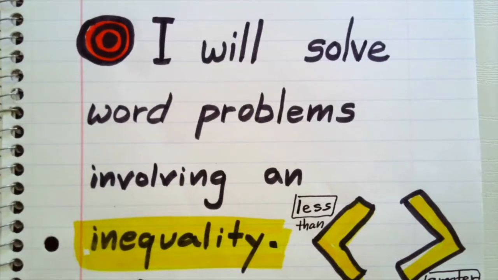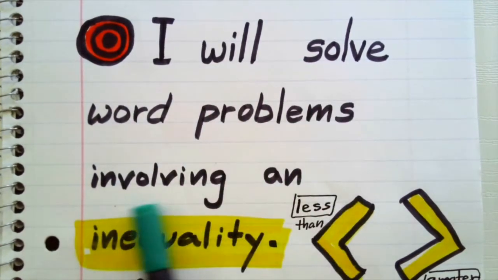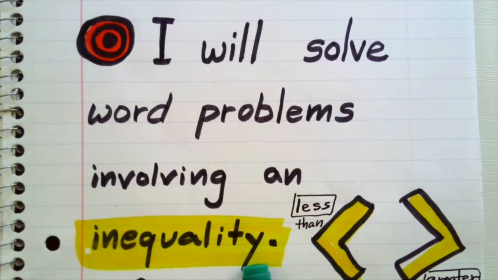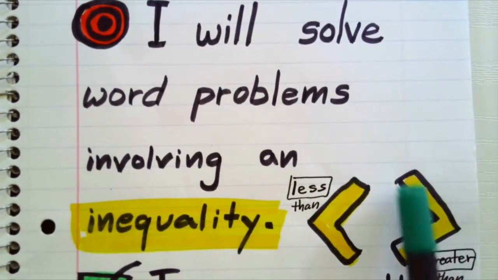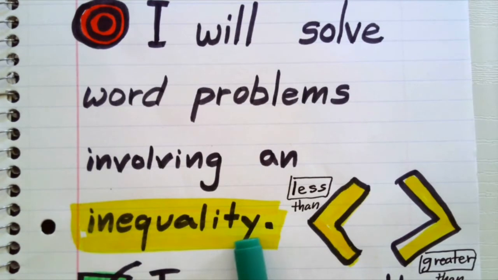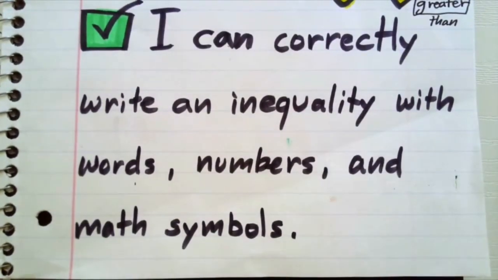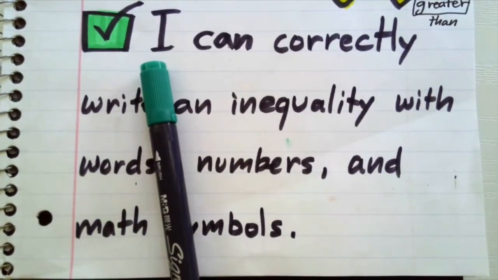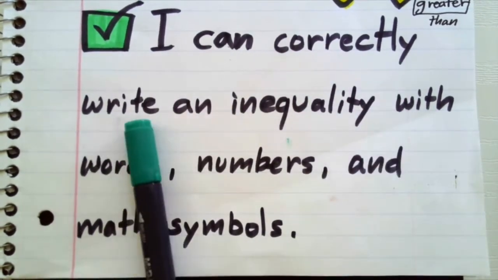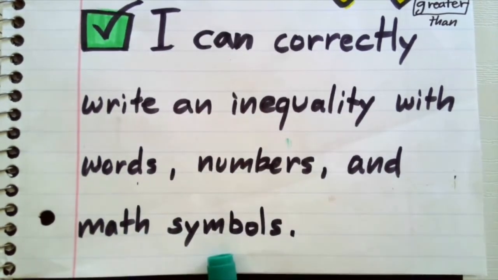Now that we have learned a lot about big numbers and place values, it's time to practice with some word problems. Let's read our learning target together. Ready? Begin. I will solve word problems involving an inequality. Remember how we talked about less than signs and greater than signs? When something is not the same, it's an inequality, which means not equal. Let's read the success criteria together. Ready? Begin. I can correctly write an inequality with words, numbers, and math symbols.